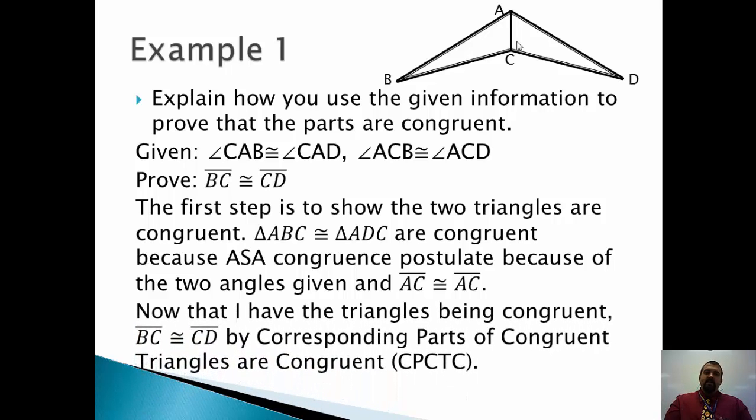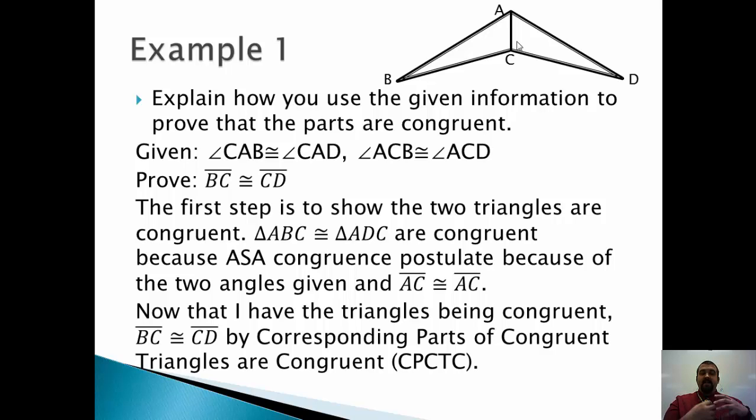The next part is, now that I have the triangles being congruent, segment BC has to be congruent to segment CD by CPCTC. There's no way around it. Because they asked me to explain here, I'm not actually going to do a proof. I didn't give every single reason, and I didn't put down every single step.